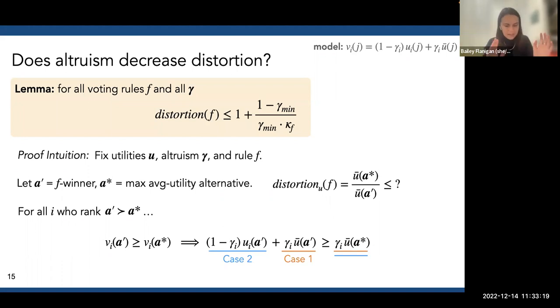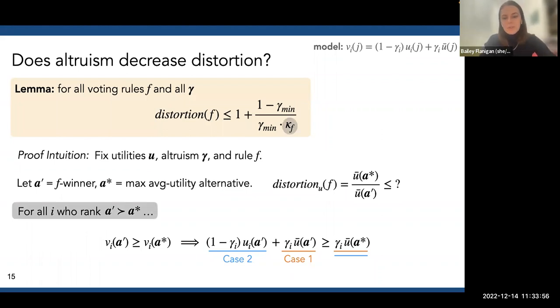And what this means in the second case is that we immediately have some lower bound on the utility that person i has for A prime, right? And so if this person has some lower bounded utility for A prime, and there's enough people in this group that we're analyzing, enough i's such that they rank A prime ahead of A star, and all of their utilities for A prime are lower bounded, we're going to again get a lower bound on the average utility of A prime. And so in either case, we can deduce a lower bound on the average utility of A prime relative to the average utility of A star. And this is really how we get the upper bound here.